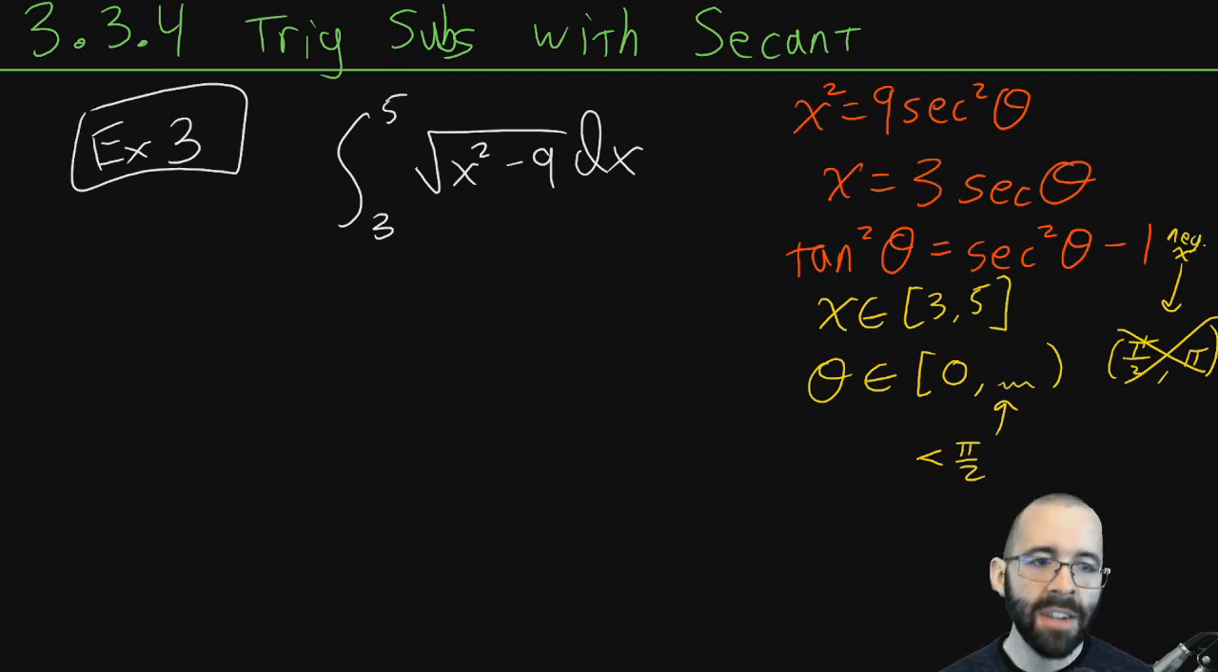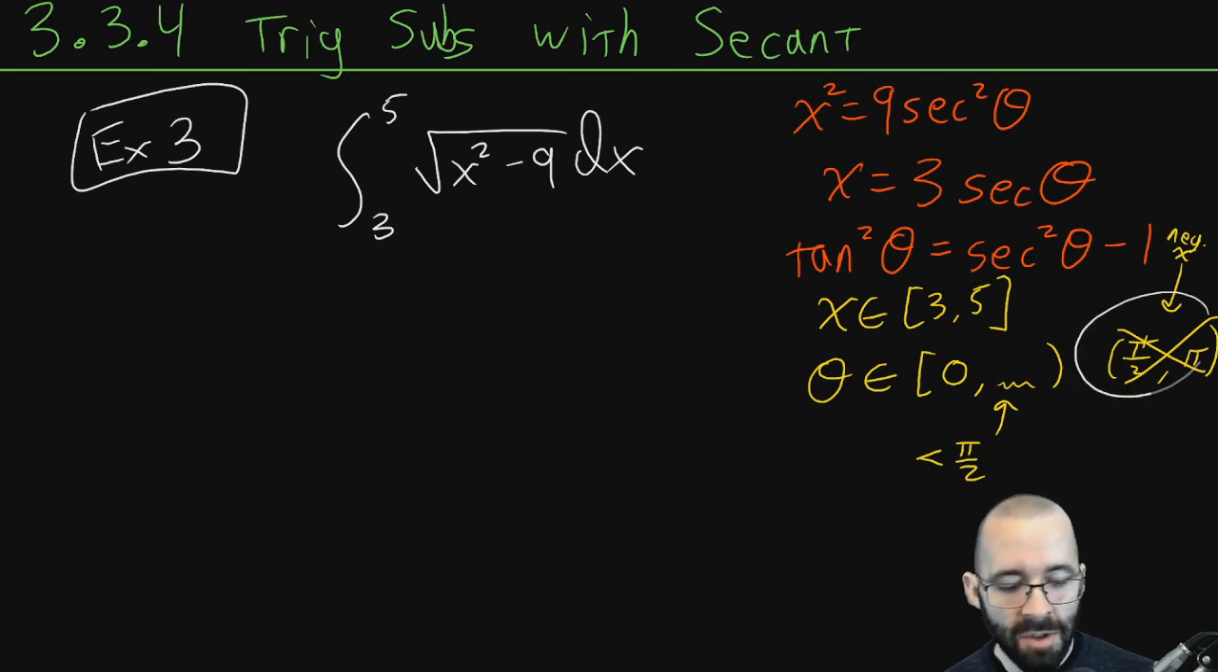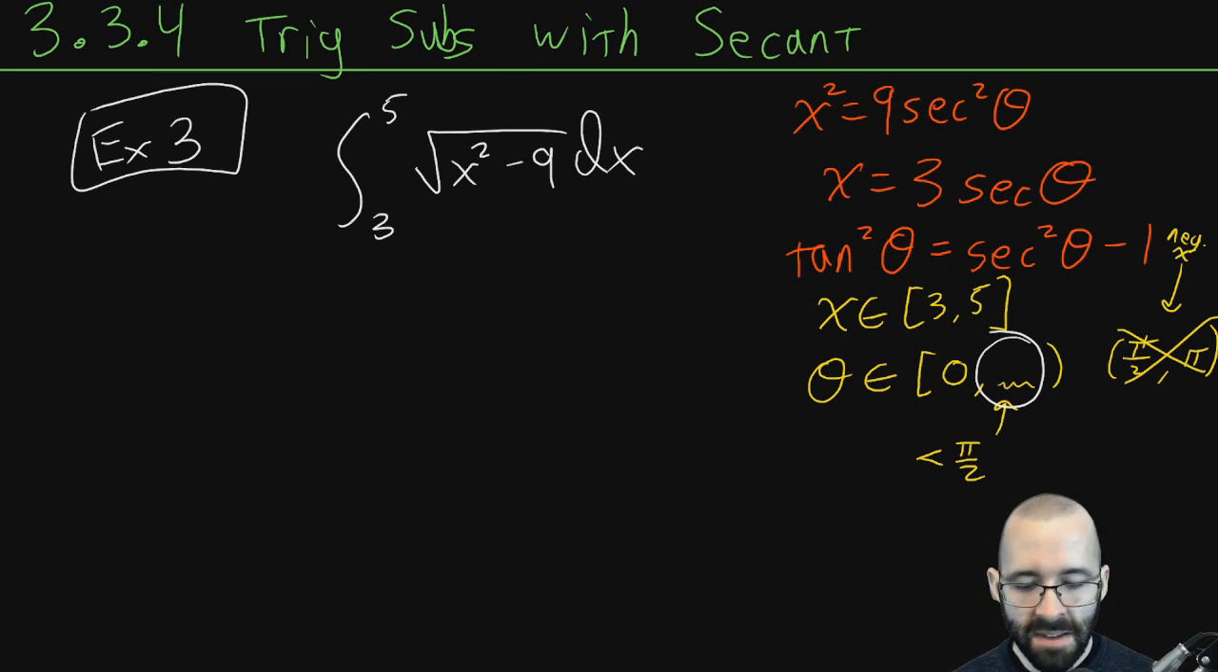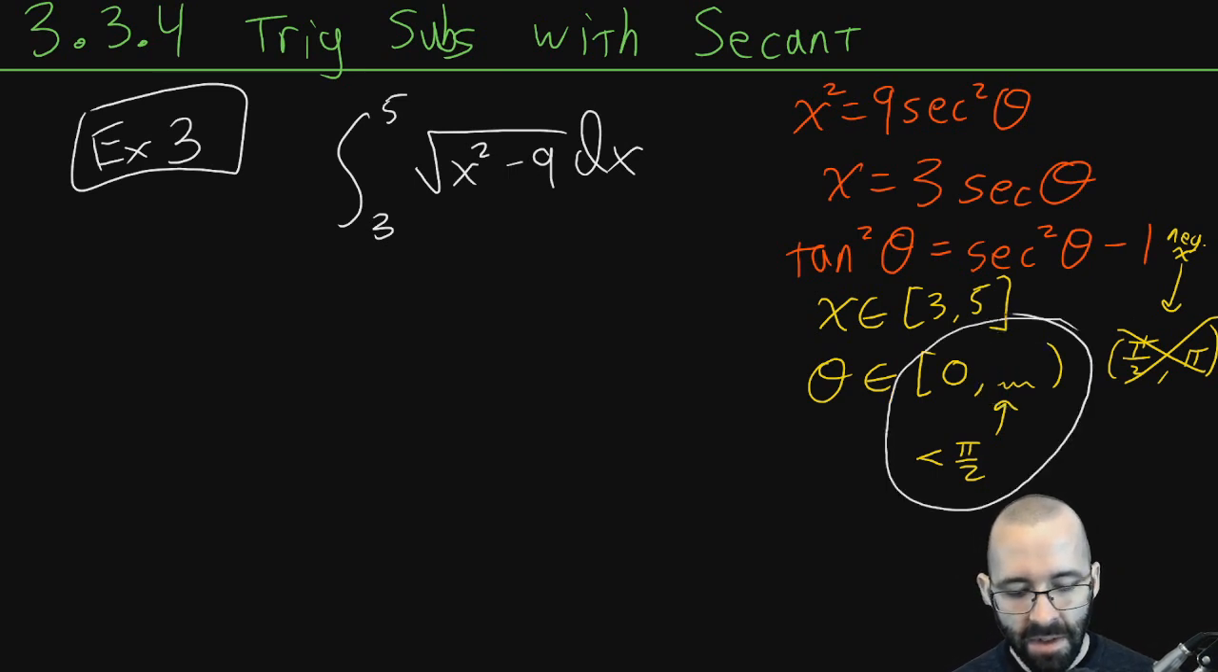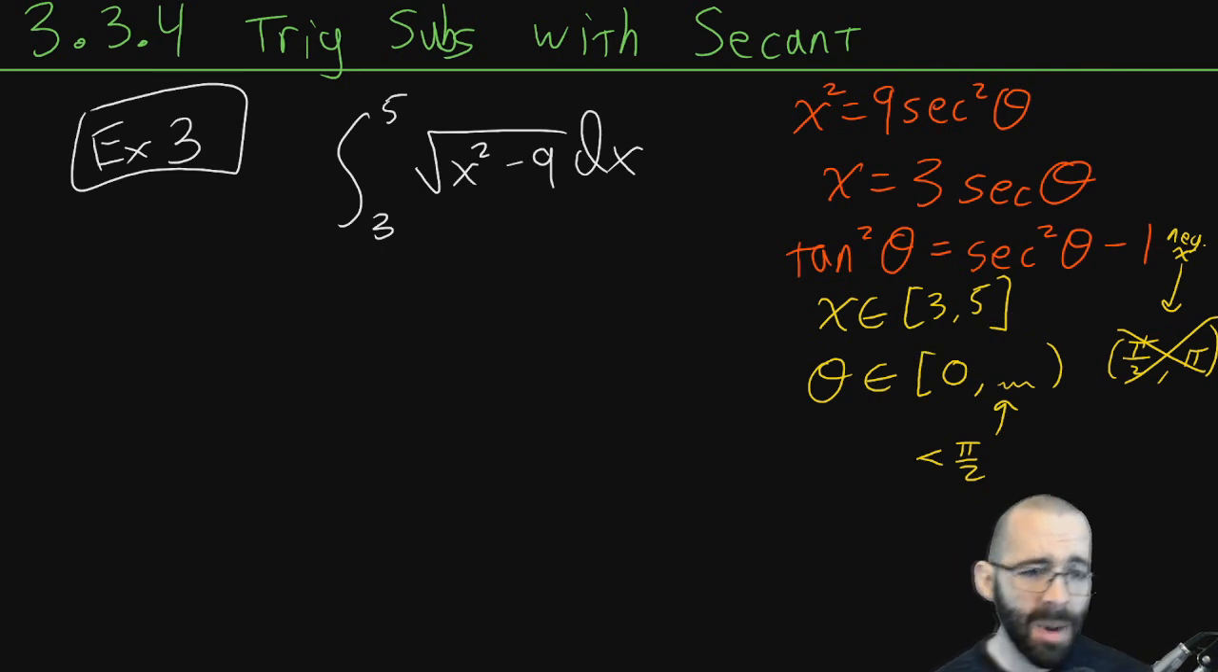So, domain and range. Sometimes the domain and range for secant gets messier. Sometimes you need this other piece. And it's actually not so important that we know what this is. We just know that we're in the first quadrant here for theta. Secant's a wacky function.